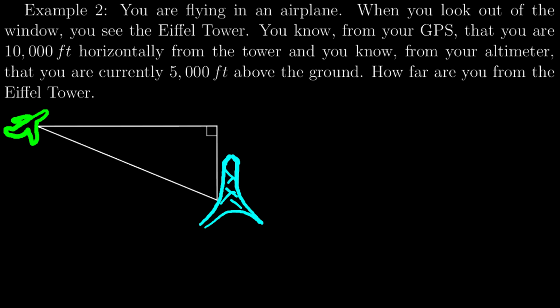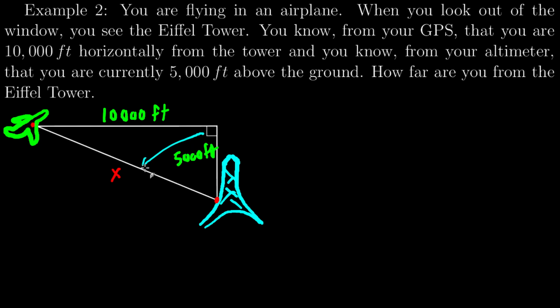Okay. And I need to label some things. So, in here, I know from my GPS that I am 10,000 horizontal feet from the tower. So I'll put 10,000 feet here. I know from my altimeter that I'm 5,000 feet above the ground. So that's how high up and down I am. So 5,000 feet. And I want to know how far I am. Well, how far I am is the distance from me in my airplane to the tower. So that's the unknown, that's my x.